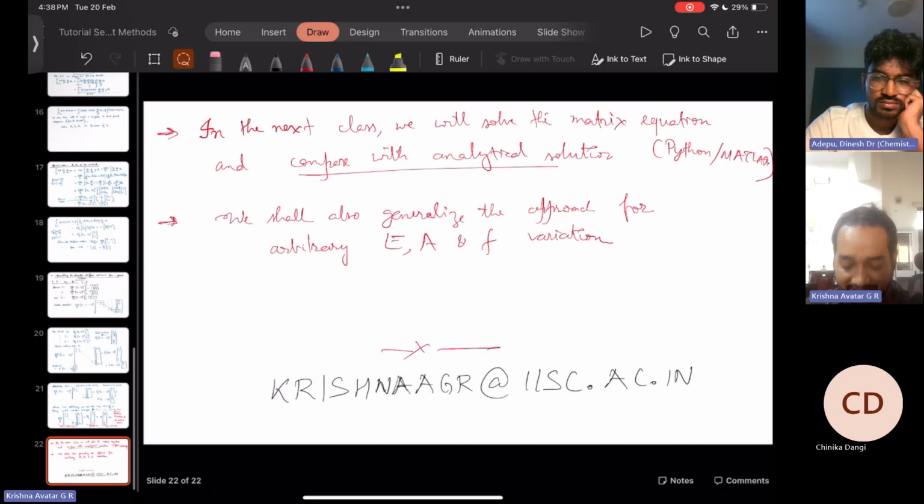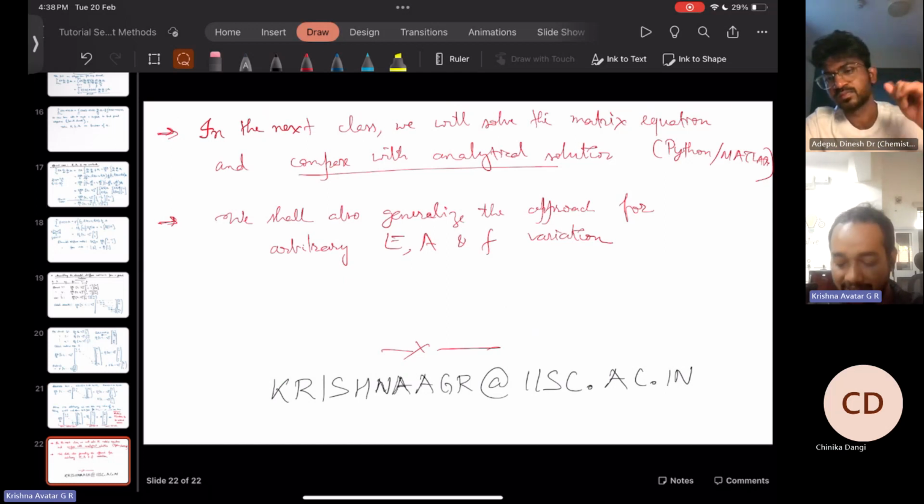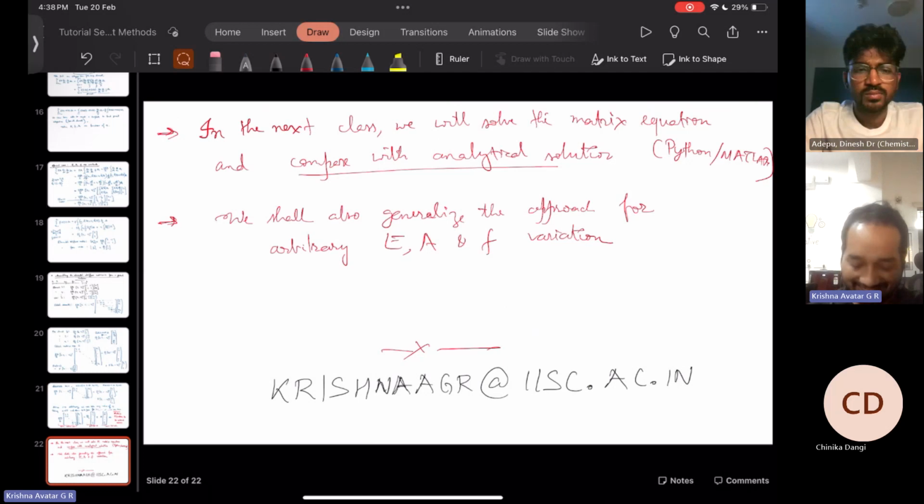Yeah, so what we had said is that we'll be solving this matrix system and comparing with the analytical solution in Python or MATLAB. But we solved it using Phoenix and compared the results. And then we would also be generalizing the approach for arbitrary E and F. The thing with this is, if we write our own code, then it's just about proper bookkeeping. There is no such additional complexity. So with this, I'll just switch to the code here that I have.